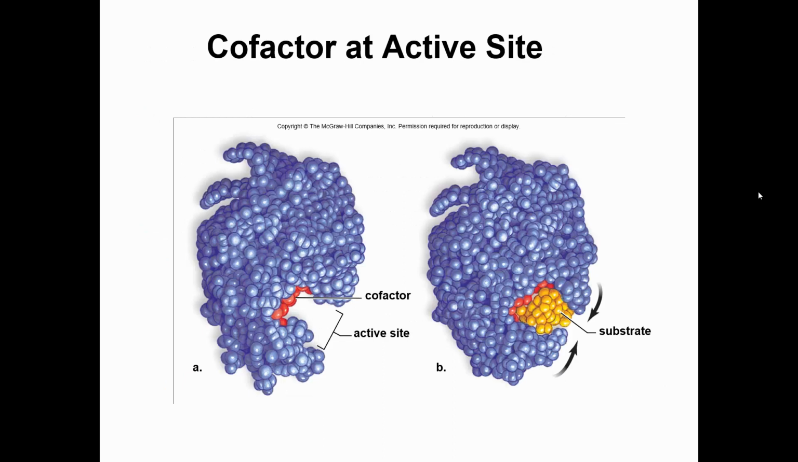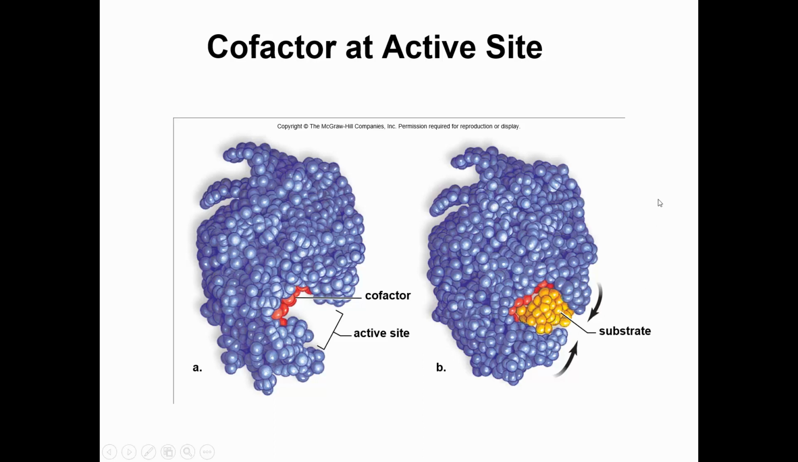Now, here we see a nice little illustration of cofactors. And so this is a more grown-up diagram that's provided to us in our text. Each of the little blue spheres, of course, represents an amino acid. What we see is that the blue spheres represent the enzyme, the red spheres represent the cofactor, and so you'll notice the very small size of the cofactor relative to the overall size of the enzyme. And then the yellow spheres represent the substrate.